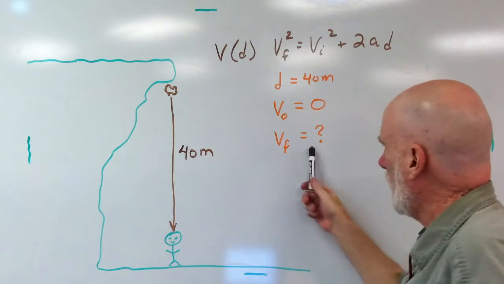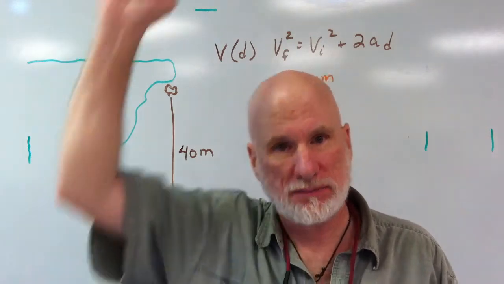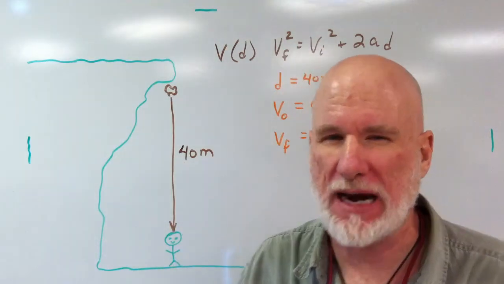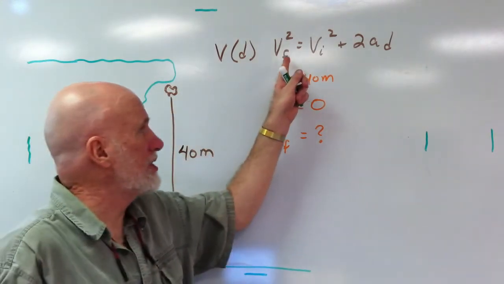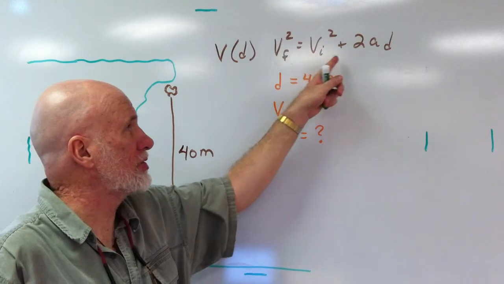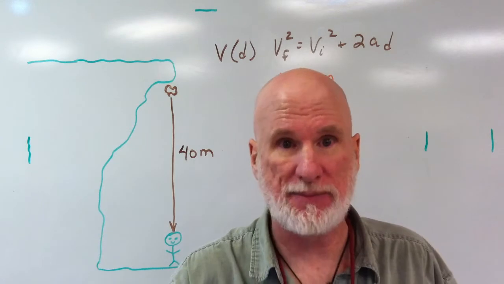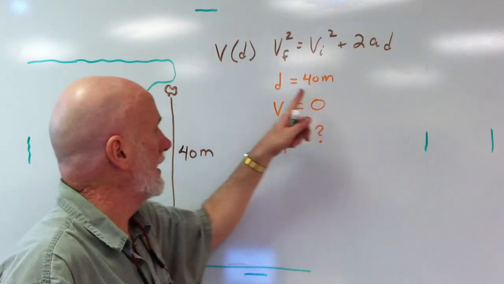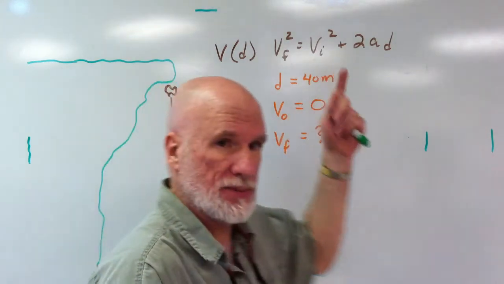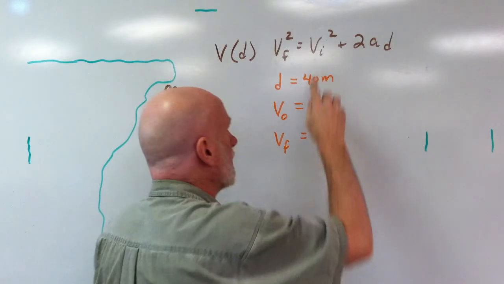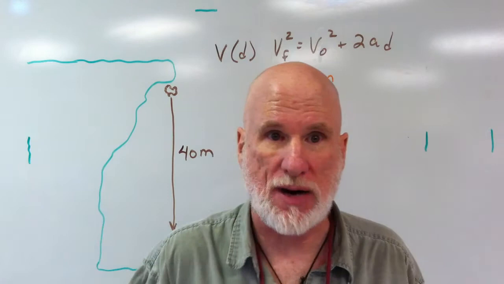Okay, now, I want to know what's going to be the final velocity of the rock when it bounces off my head. Here's the equation, V of D: V final squared equals V initial squared plus 2AD. A is actually G, 10 meters per second squared. D is 40. The initial velocity is 0, so that drops out.